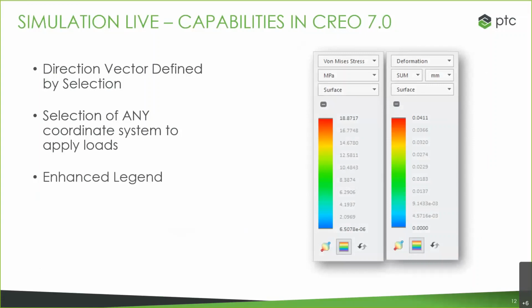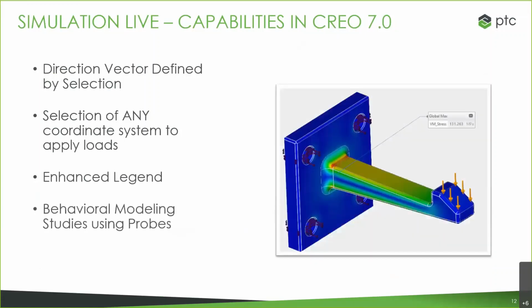Like I mentioned, we also made enhancements to the legend. So specifying what you want to look at, exactly how those values are displayed, and especially for setting up things like upper and lower bounds for values that you're displaying. So it works very well with what we have in our composite views. We are only displaying values within a certain range on our legend. And we can also use values that we get from the simulation probes over in our behavior modeling studies.